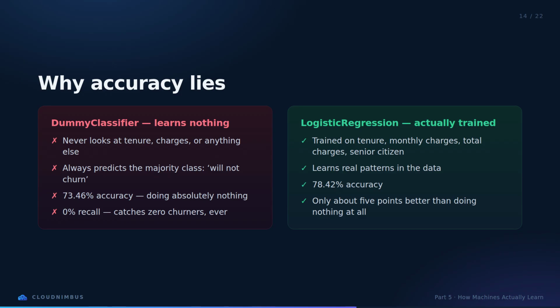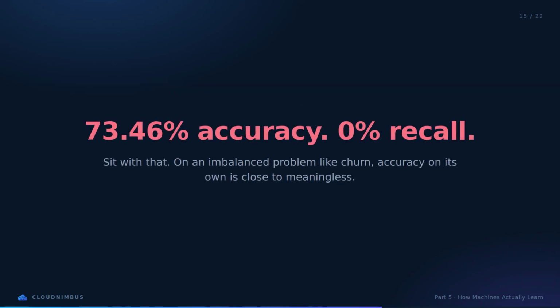So we need better scorecards than accuracy, and there are 4 boxes every prediction can land in. Predicted stays, actually stays, a true negative, fine. Predicted churns, actually stays, a false positive. Predicted stays, actually churns, a false negative. Predicted churns, actually churns, a true positive.